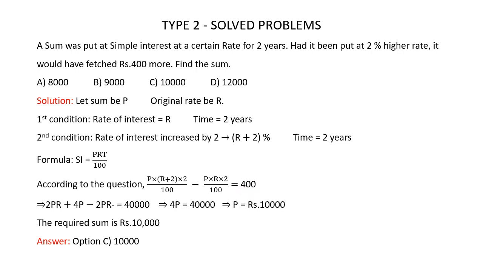So on subtracting these two and on cross multiplication we get 2PR plus 4P minus 2PR is equal to 40,000. On solving this, we get P is equal to rupees 10,000. So the required sum is rupees 10,000. The correct answer is option C, 10,000.